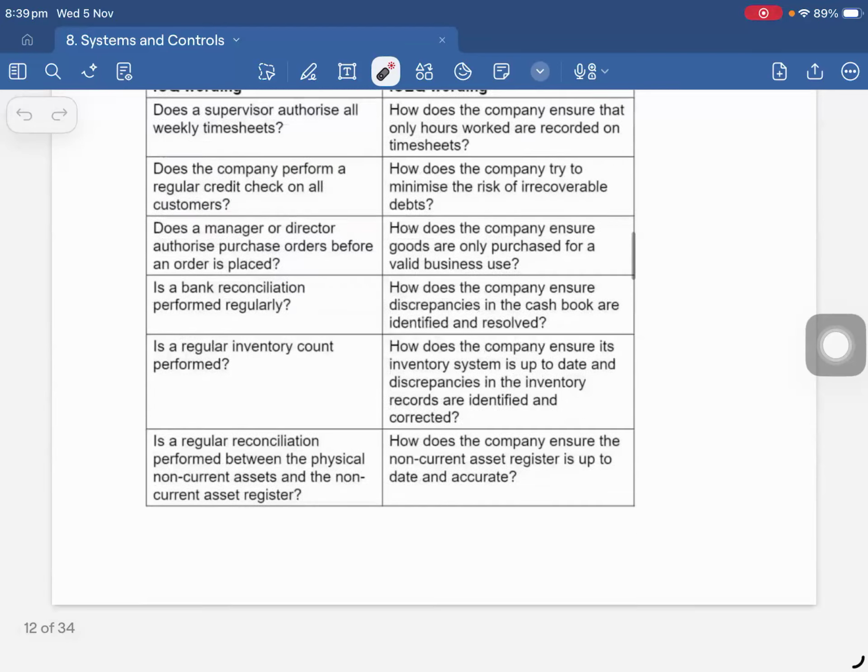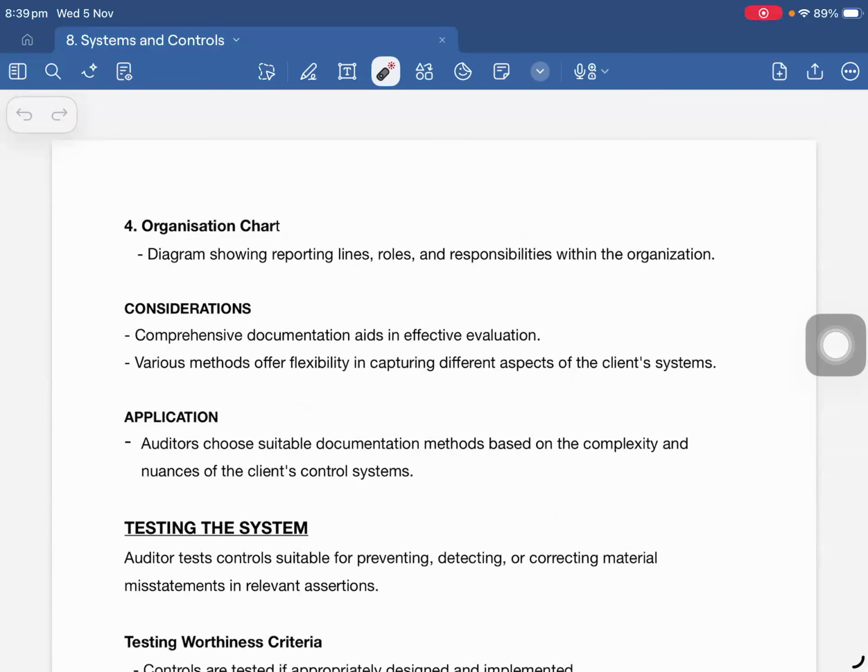Understood? Now, the fourth and last one is the organizational chart. This is basically going to describe who all are assuming which roles in the company, what their responsibilities are, how the control flows, etc. Clear? Now, what are the considerations? We have to have a detailed, comprehensive note about all the evaluations that we have done, and the effectiveness of it, and we can actually make use of various methods. That means there is no rule that we have to use only one method. You can use any of the four.